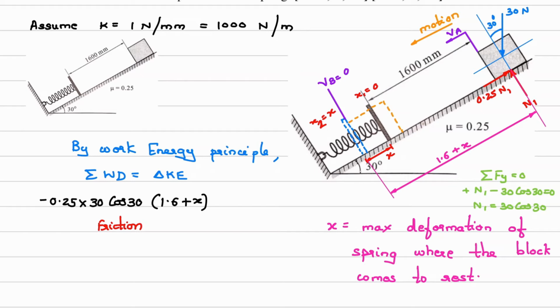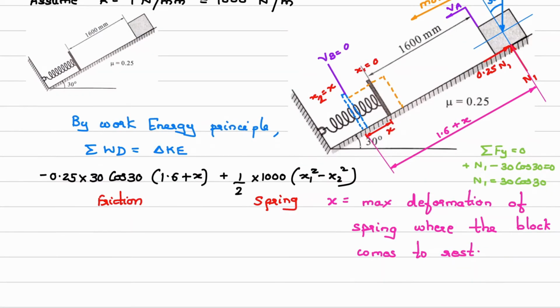Next, second work done, I'll consider the spring force. The spring force work is half k (x1 square minus x2 square). So plus half, k is 1000, into x1 square minus x2 square. The x1 value is 0 and the x2 value is x. Instead of that, I'll write down the formula here: half k into (x1 square minus x2 square). This is because of the spring work done.